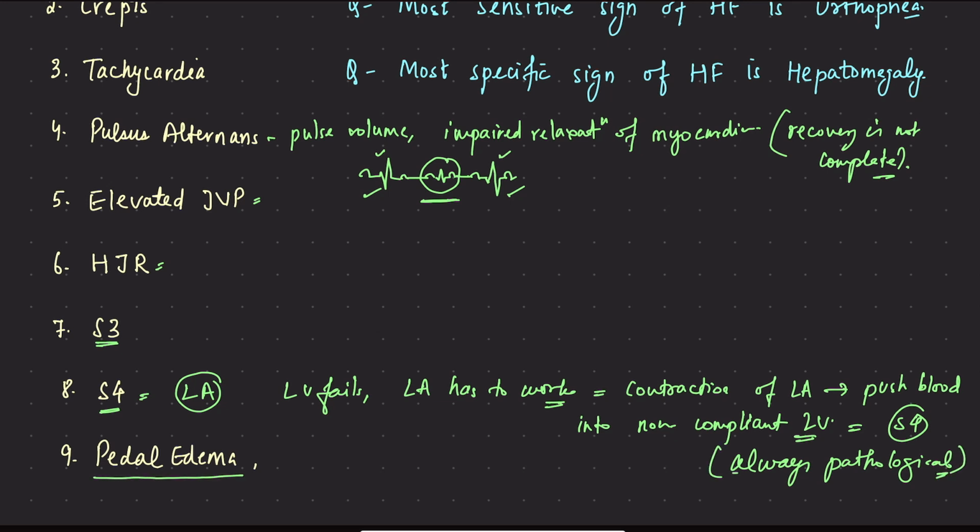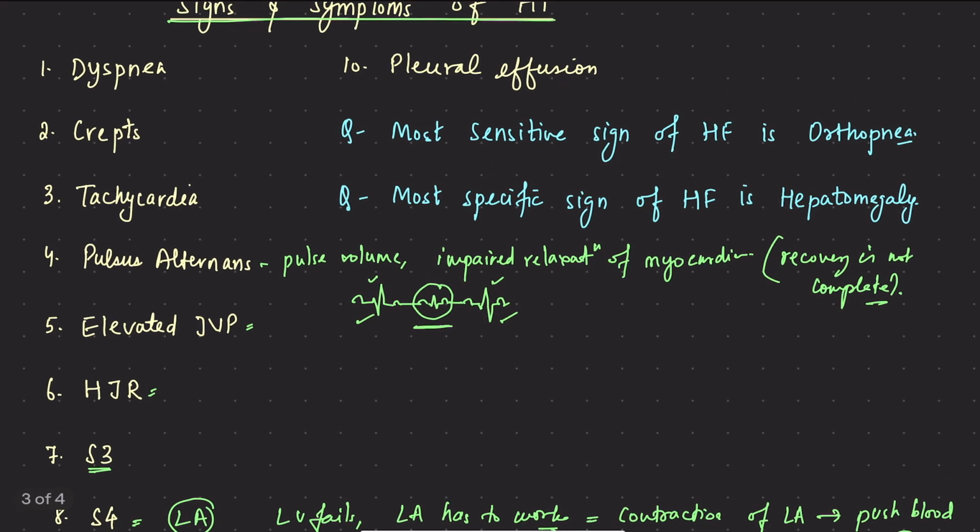Then is the pedal edema. Of course, right heart failure will cause hepatic congestion and pedal edema, and then pleural effusion also. Though there are changes in Valsalva also, it is a very different and very vast topic in itself, and it is not in the scope of discussion in this video. So we are not discussing Valsalva, but you can remember that the phases of Valsalva are a bit different in heart failure from what they are in a normal individual.